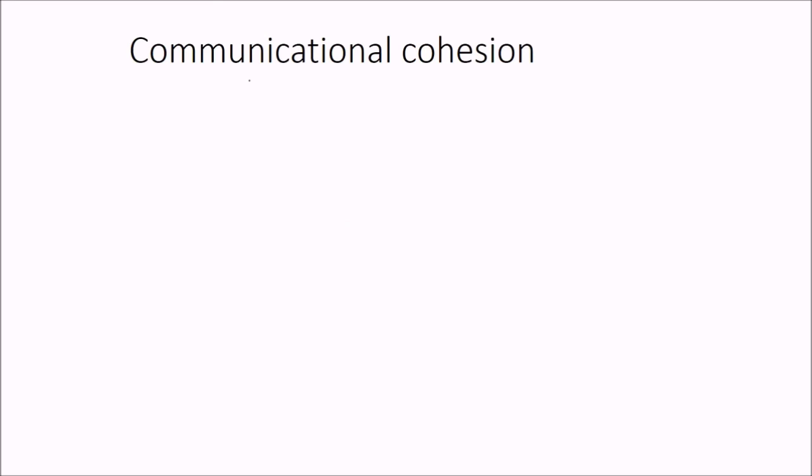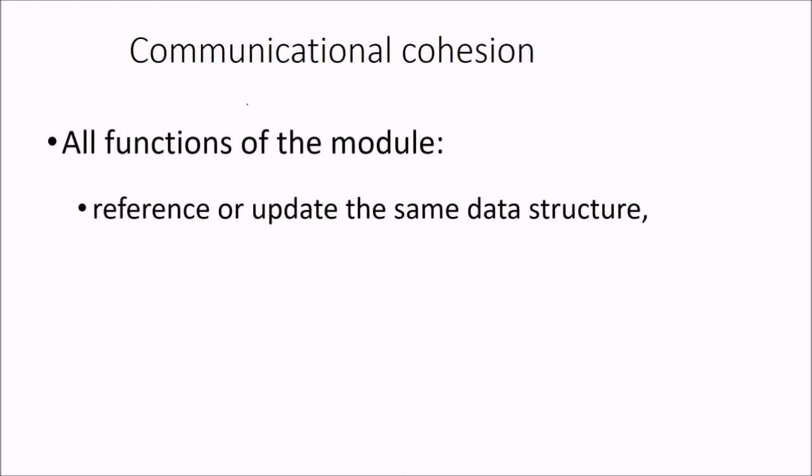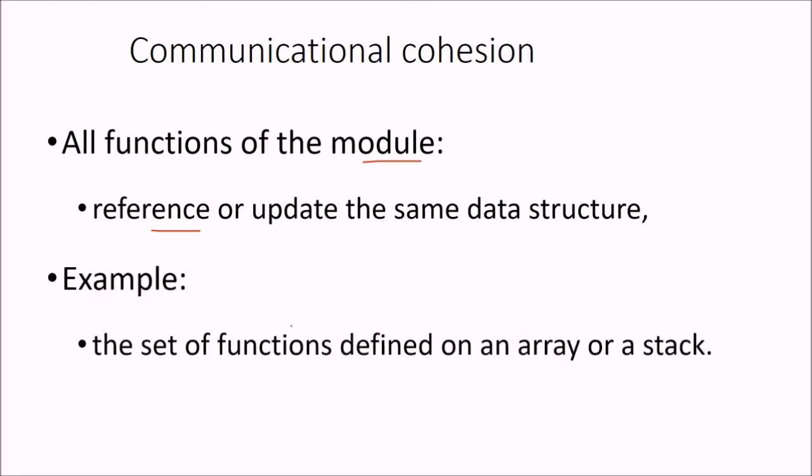So communicational cohesion: all functions of the module reference or update the same data structure. This is communicational cohesion. For example, the set of functions defined on an array or a stack. But please mind that whatever I am talking about in this cohesion, we want as little coupling, or least cohesion as possible. Then we have sequential cohesion.